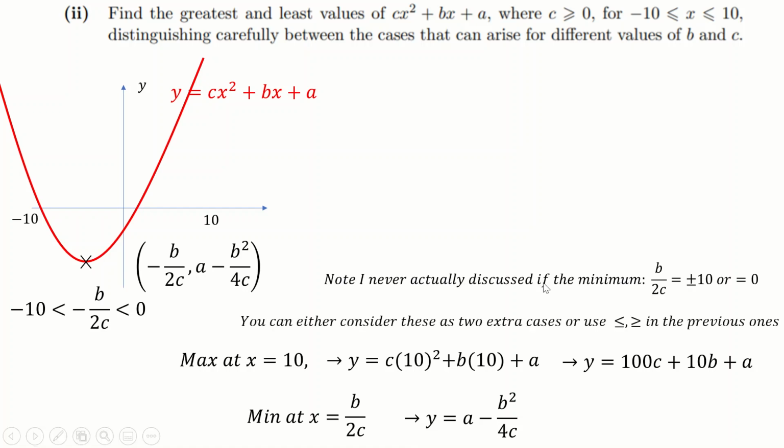Note that I never actually discussed, this is just my last point, when the minimum point was plus or minus 10 or 0, but you can either add that onto your previous cases by just changing these signs to or equal to, or you can treat those as separate cases when the minimum point is actually at minus 10 or 0 or 10. But you do have to be careful to do it at some point. It's just I made this whole thing and then realized I didn't and couldn't be bothered to go back and do it again. You do have to consider those, either attach them to your previous cases or do them in new cases. It's completely up to you.